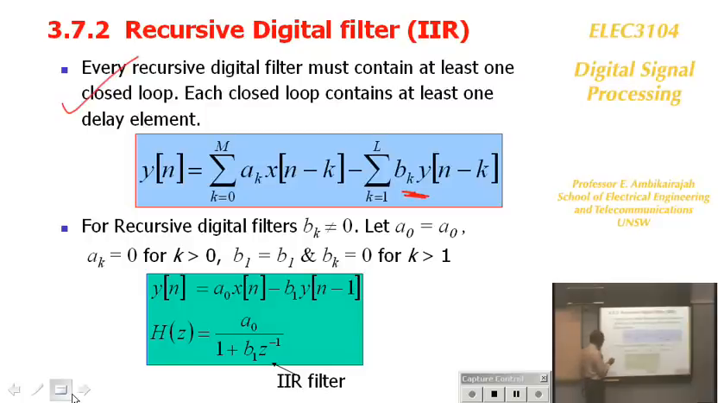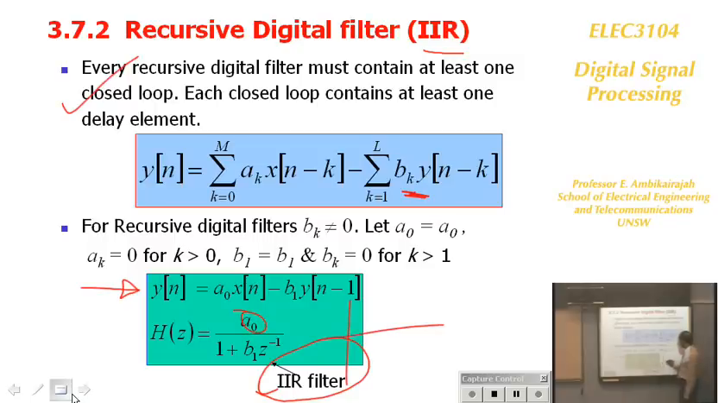So, for example, I could give you a recursive filter. It's a first order filter with this difference equation. And you take the transform, you get a naught over 1 plus z to the minus 1. This is called an infinite impulse response filter. A recursive filter is normally an IIR filter. We call it IIR because if you give an impulse here, this impulse response will never go to zero, but it will go down and approach zero. So it's infinite. The response is infinite.